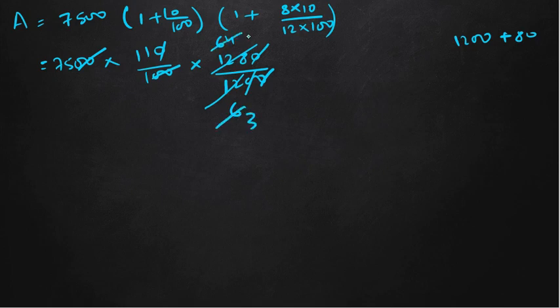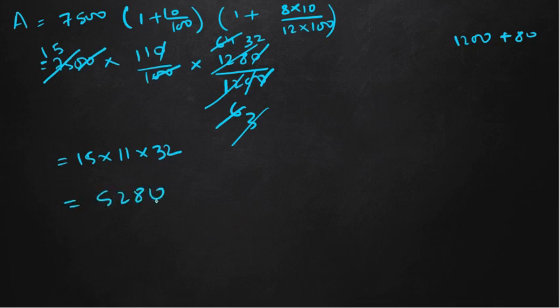So 2 3s are 6, 2 3s are 6, 2 2s are 4, 3. So 3 1s are 3, 3 5s are 15. So ultimately 15 into 11 into 32. This will be 5280. So this is the amount.